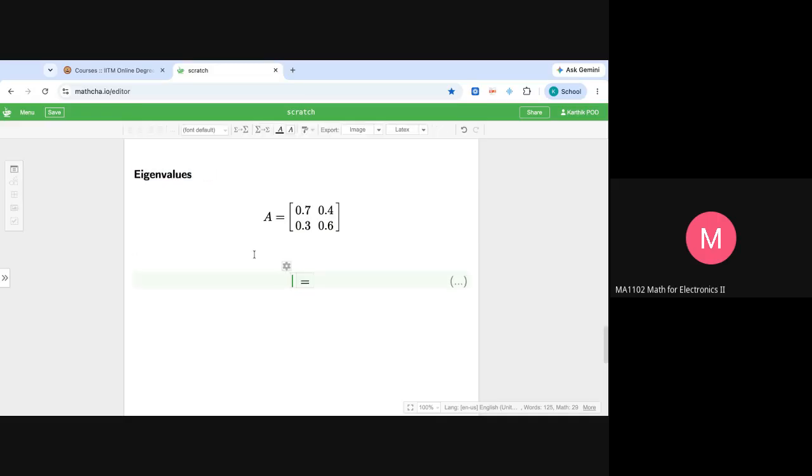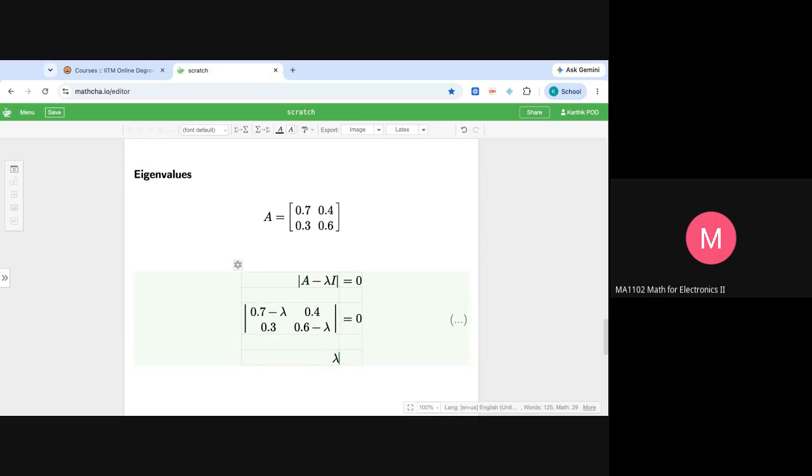So you have to solve for the characteristic polynomial. We have to set the determinant to zero. So let's just do that: the matrix with 0.7 minus lambda, 0.4, 0.3, 0.6 minus lambda. The determinant is 0.